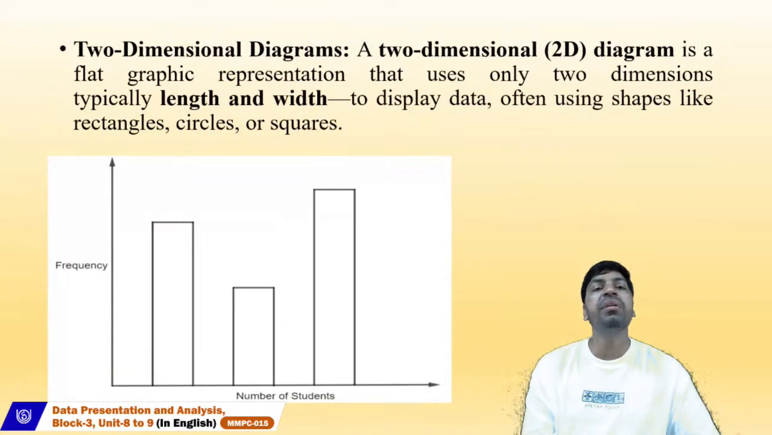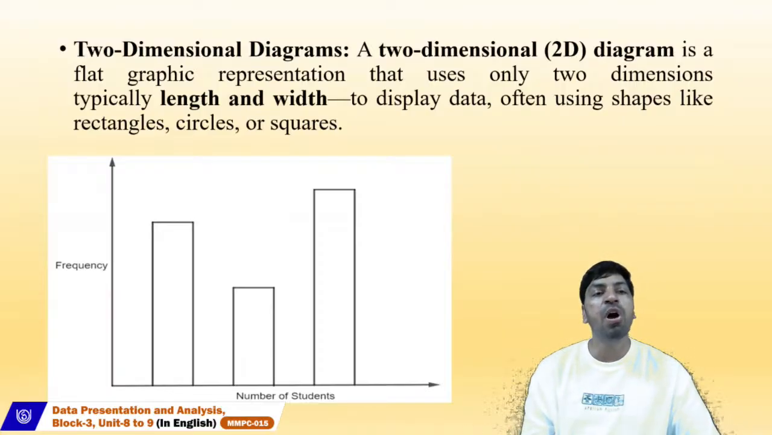Next one is the two-dimensional diagrams. The two-dimensional, that is 2D diagrams, is a flat graphic representation that uses only two dimensions, that is length and width, to display the data using various shapes like rectangles, circles, or squares. When we talk about circles, the pie chart is one of the main examples and types of the two-dimensional diagram because that pie chart is drawn in a circle.